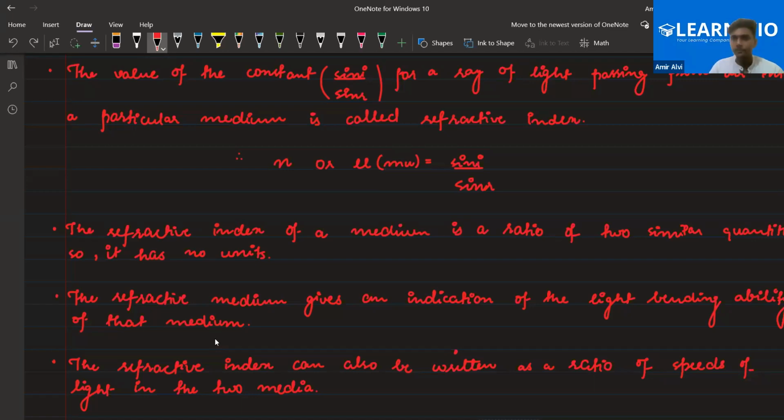Okay. So the refractive index gives an indication of the light bending ability. It tells you how much the light will bend by that medium.